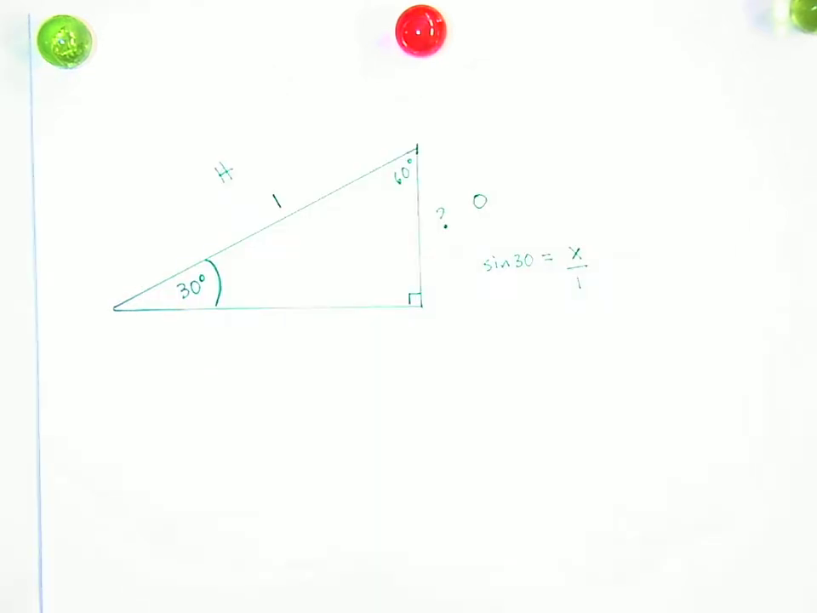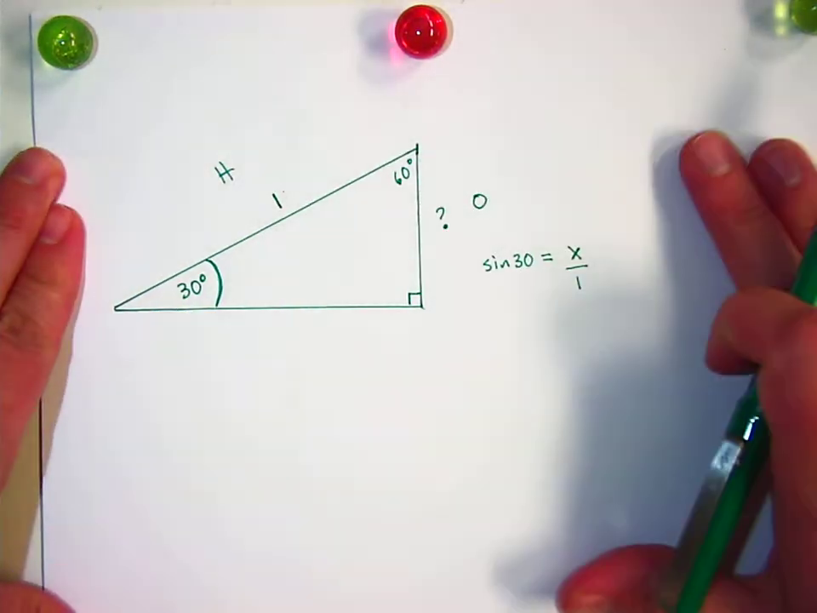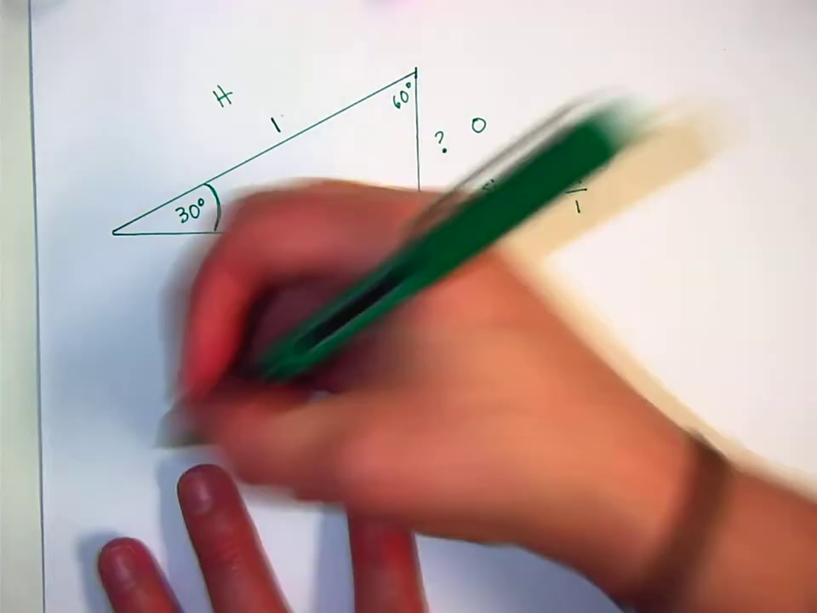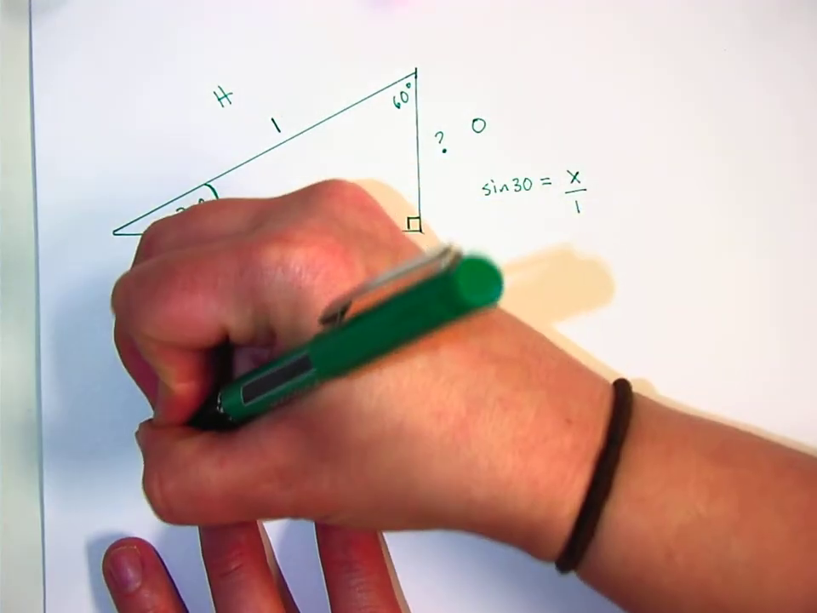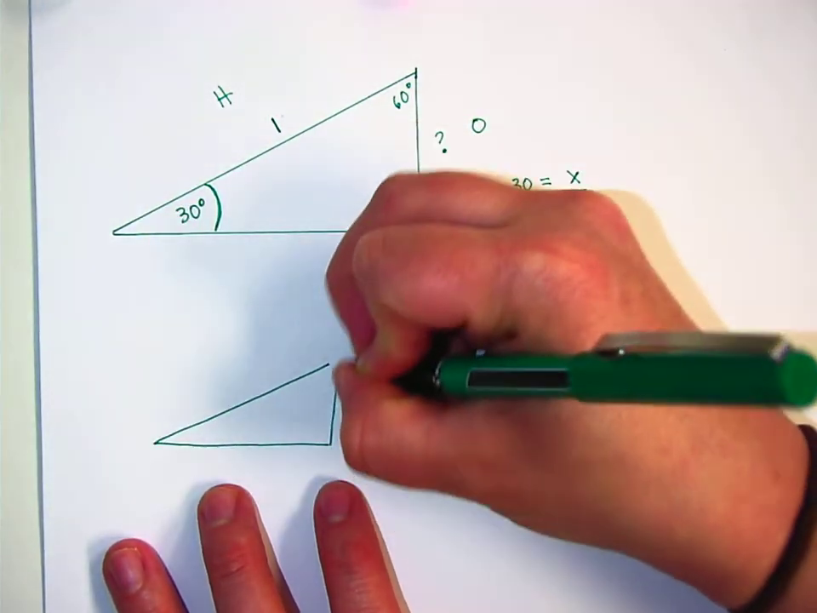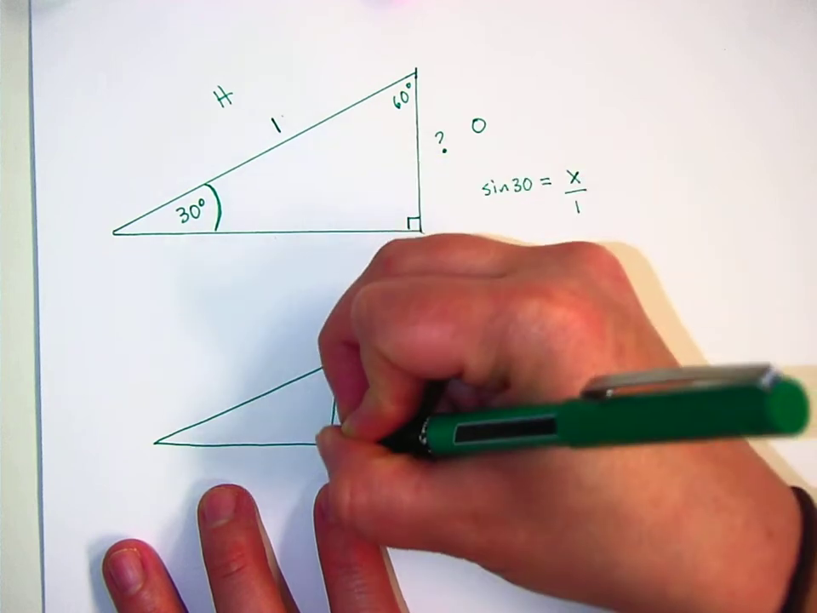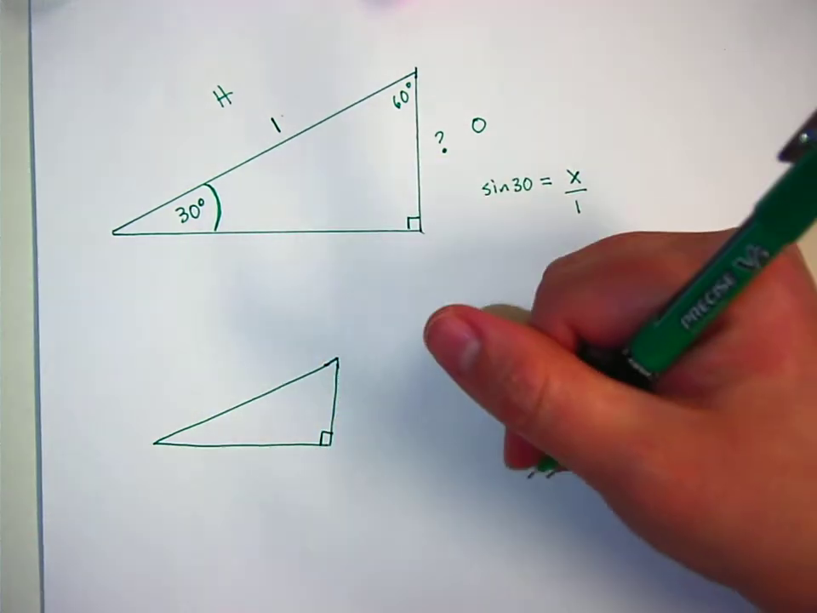Does anybody remember the rules for a 60-90 degree triangle? 60, 30, 90? I thought maybe Garrett would. No, Garrett?